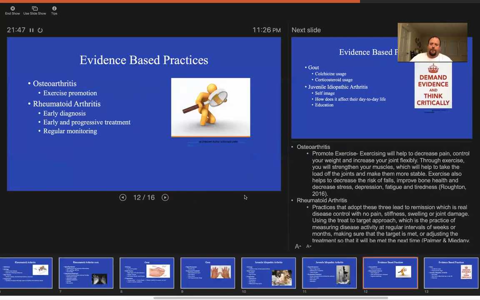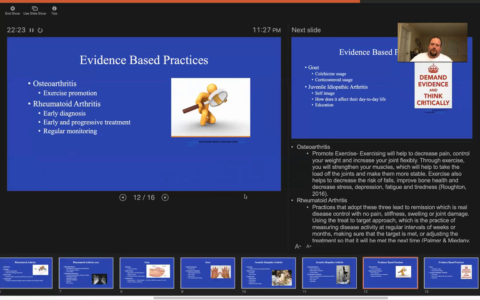All right, so we move on to evidence-based practices. For osteoarthritis, they say to promote exercise because it will decrease pain, control your weight, and increase your joint flexibility. Through exercise, you will strengthen your muscles, which will help take the load off of joints and make you more stable. Exercise also helps to decrease the risk of falls, improve bone health, and decrease stress, depression, fatigue, and tiredness.